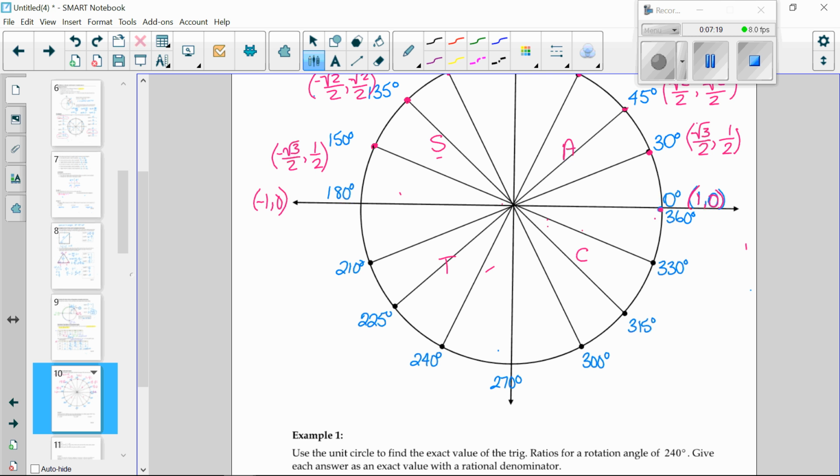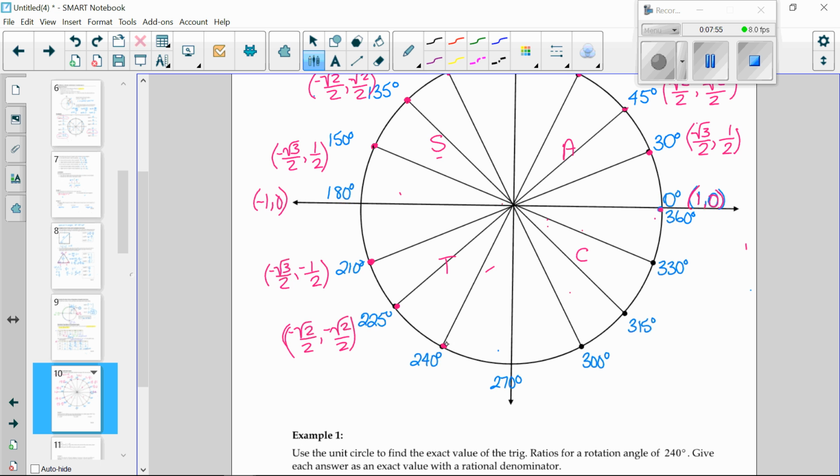210 is a reflection of 150. So for the coordinate, remember that sine and cos are both negative in the third quadrant. So it's negative root 3 over 2, negative 1 over 2. The next one, 225 is a reflection of 135 degrees. So that is going to be negative root 2 over 2, negative root 2 over 2.